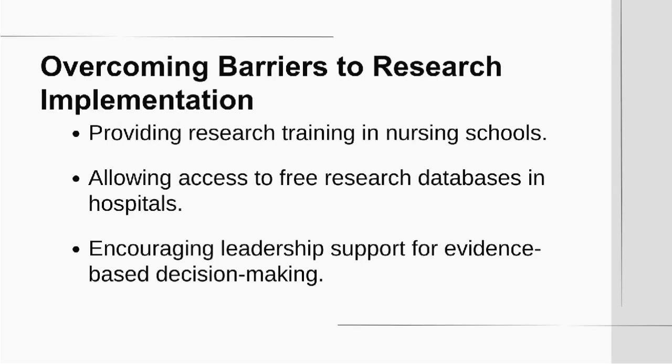Section 10, Overcoming Barriers to Research Implementation. So, how can we overcome those barriers? Teach research skills early in nursing schools. Give nurses free access to research through hospital libraries or online platforms. Get leadership support. If managers promote EBP, others will follow. Empowering nurses with resources and motivation is key.